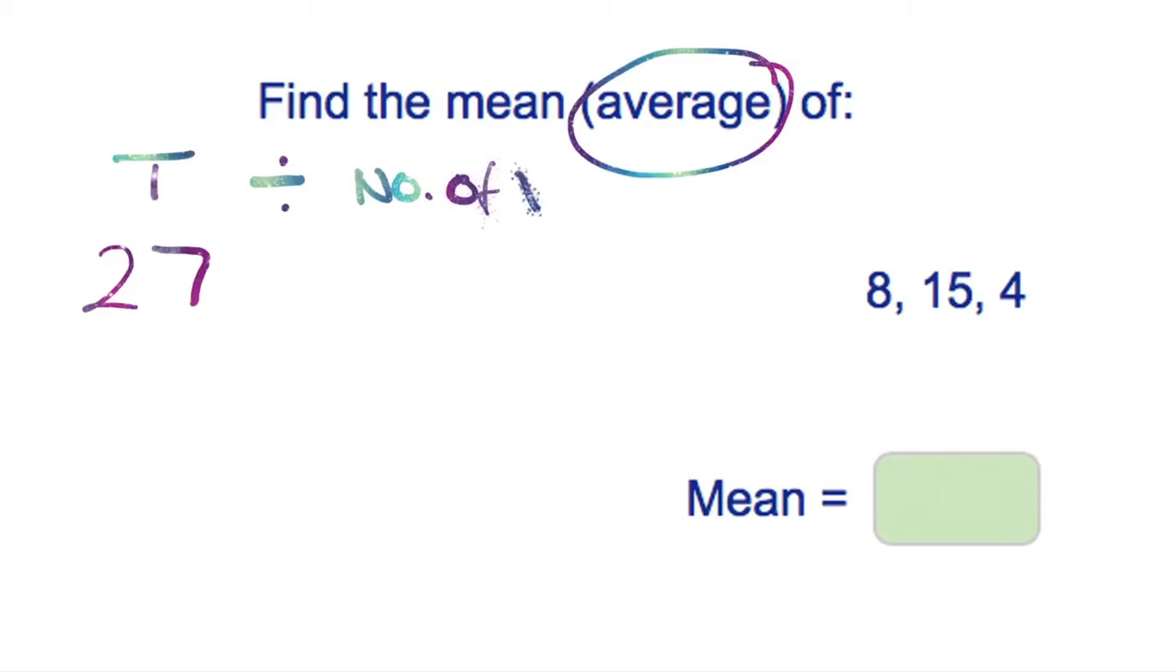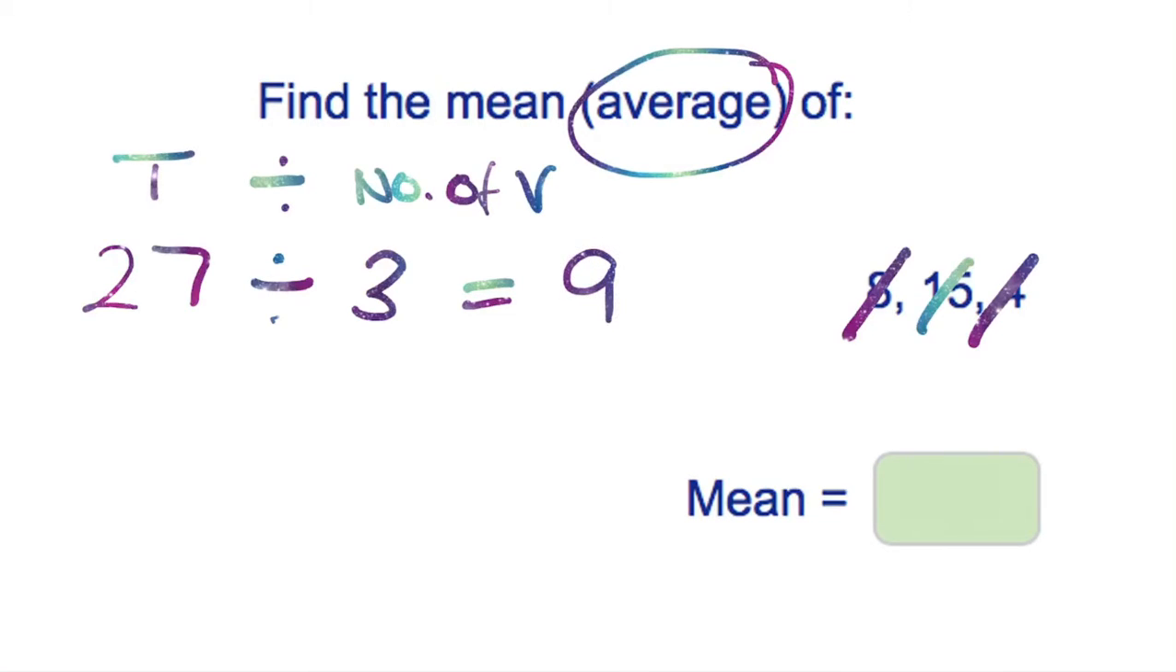And then divide it by the number of values. How many have we got? 1, 2, 3, so 3. And the answer, how many 3's are in 27, is 9. So in the box in Mathletics, you would type 9 in here, and then you'll press, I think you press check or submit, and it will tell you, yeah, that's correct.